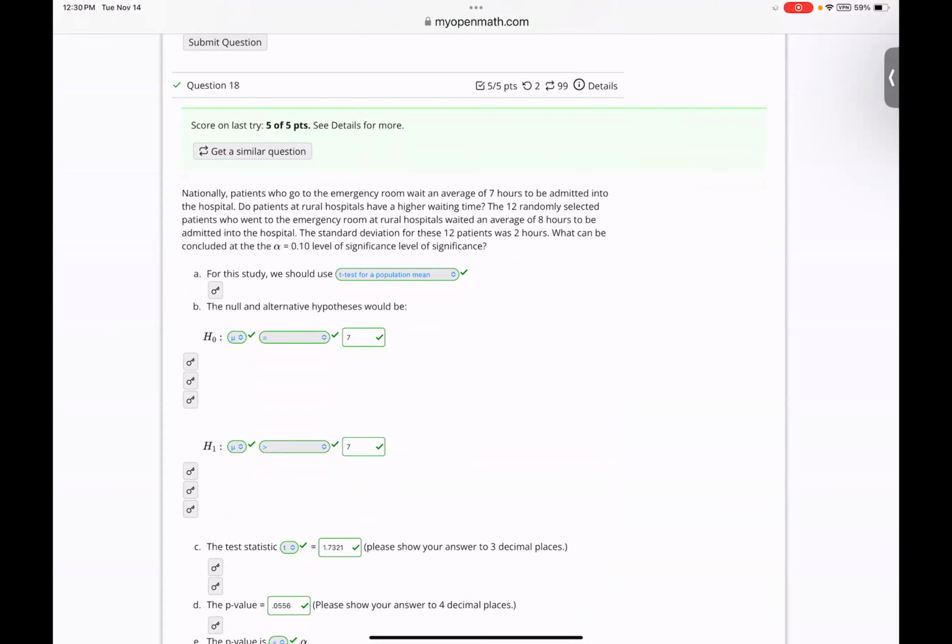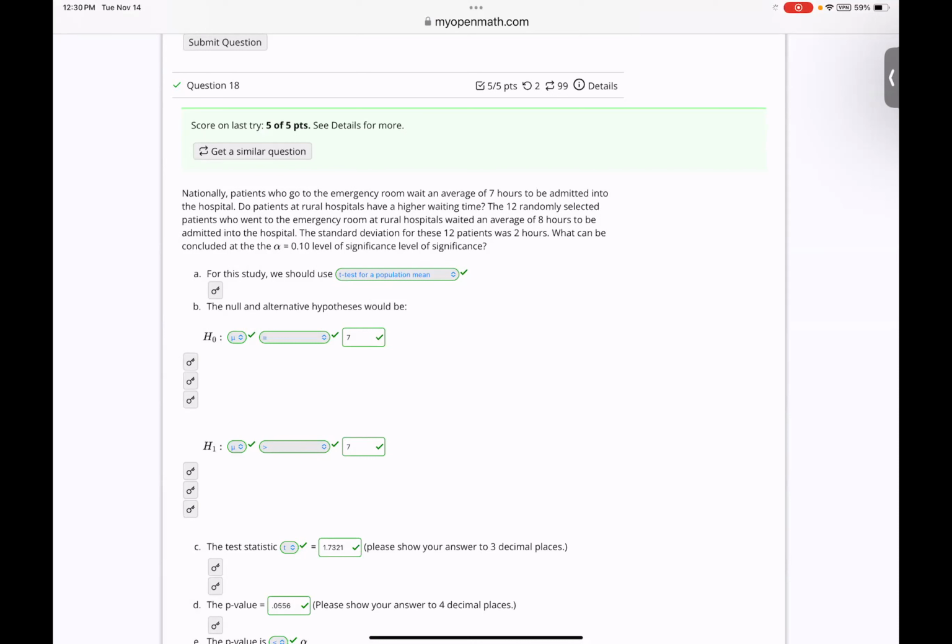The 12 randomly selected patients who went to the emergency room at rural hospitals waited an average of 8 hours to be admitted into the hospital. The standard deviation for these 12 patients was 2 hours. So we're going to be doing a t-test on population means because we're not given any kind of sigma here. We're given S, the sample standard deviation. What can be concluded at the alpha equals 0.1 level of significance?